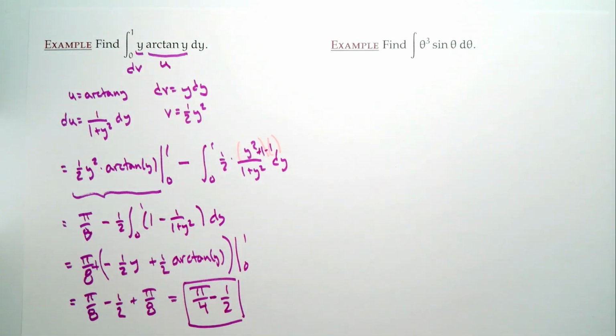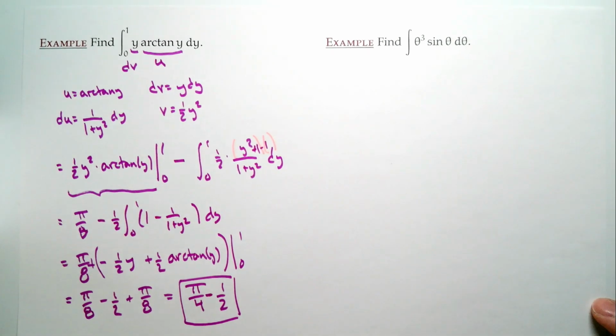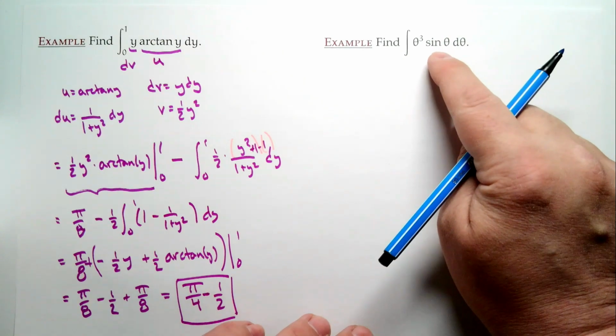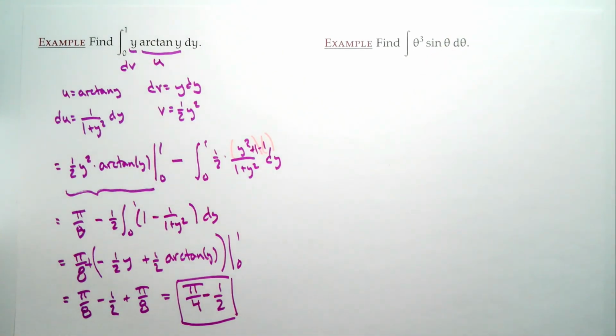Find the integral of theta cubed sine of theta d theta. All right. Well, which part should we differentiate? Which part should we integrate? So the sine, essentially, it doesn't matter whether you integrate or differentiate. It's going to be more or less the same thing. It's going to be cosine or negative cosine. What happens to the theta cubed?